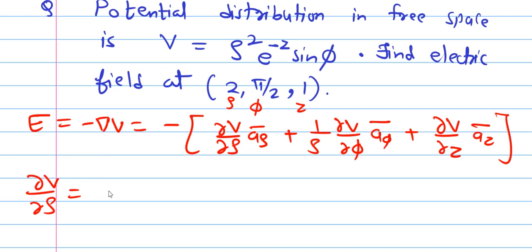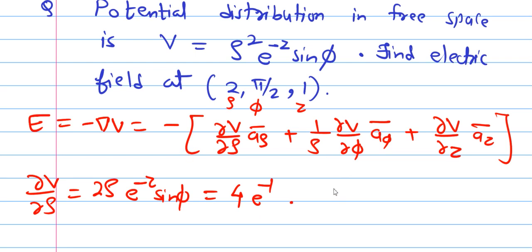So e raised to minus z sin phi is constant, and the derivative of rho square is 2 rho. Substitute the coordinates. So 2 into 2 is 4, z value is 1, so e raised to minus 1, sin phi where phi is pi by 2, so sin pi by 2 is also 1. So its value comes out as 4 e raised to minus 1.